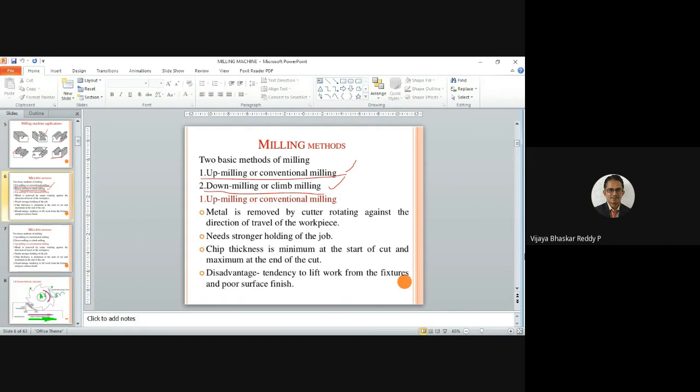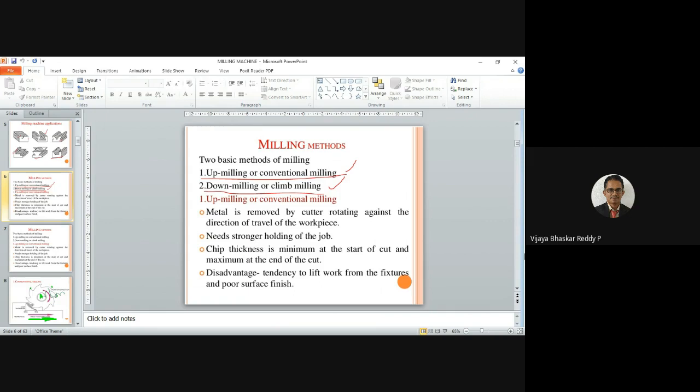And what are the milling methods that we are going to use? There are two basic methods of milling. One is up milling or conventional milling, and the second is down milling or climb milling. In up milling or conventional milling, metal is removed by the cutter rotating against the direction of travel of the workpiece.